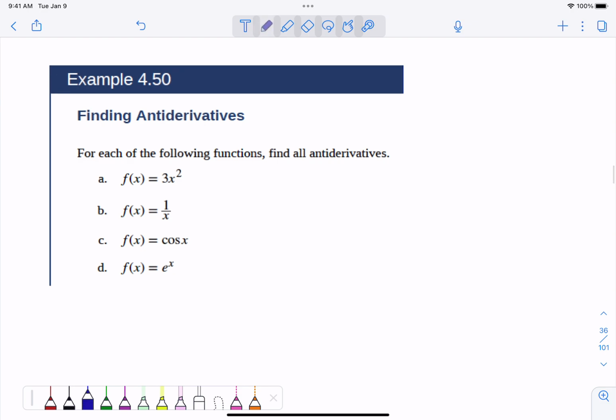So let's just practice doing a few. If we have these functions here, those are the derivatives. We've done the derivative, okay? We've done that. And now we want to go backwards.